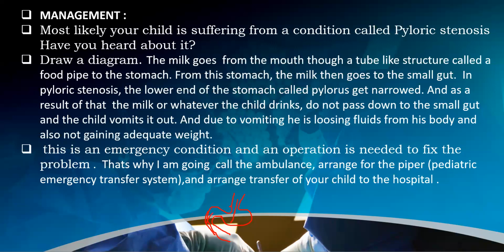In pyloric stenosis, the lower end of the stomach, which is called the pylorus, gets narrowed. As a result, milk or whatever your child has cannot go down to the small gut, and the child just needs to vomit it out. Because of massive vomiting, he is also losing fluid from his body, and that's the reason he's not gaining any weight.